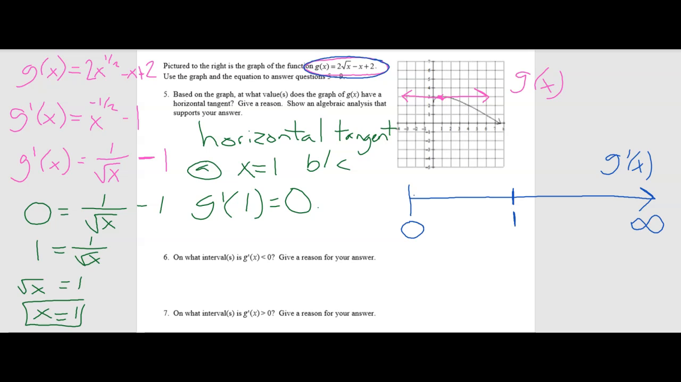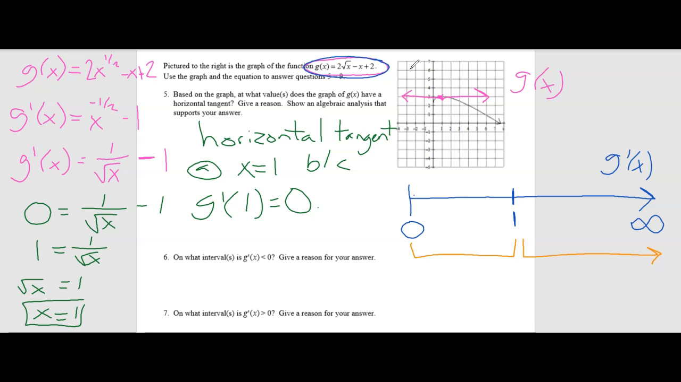So every other point in the domain, or every other x value, is going to give us, let me try to rephrase that. If I look at this interval 0 to 1, all of the y values for g prime are either going to be all positive or all negative. Same thing for this interval right here.